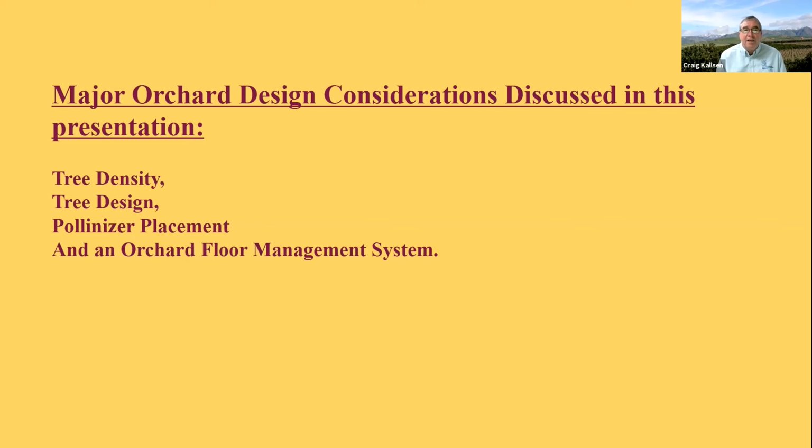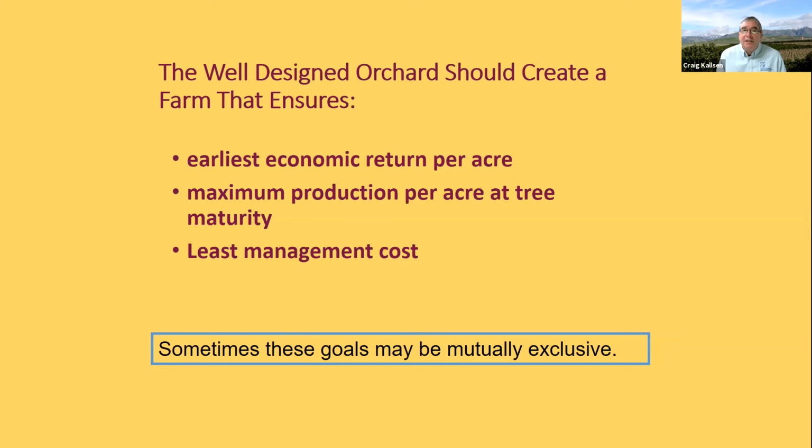So again, the major thing I'm going to be talking about today is orchard design considerations, and we're going to be talking mostly about tree density, tree design, pollinizer placement, and orchard floor management systems. A well-designed orchard should create a farm that ensures the earliest economic return per acre. We want to get the maximum production per acre at tree maturity.